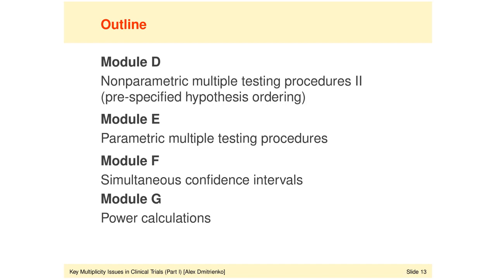Most commonly, multiplicity adjustments are summarized using multiplicity adjusted p-values, and this is what we're going to do in modules C, D, and E. But within this module, we will talk about another popular way of performing adjustments, of summarizing adjustments, which is the computation of adjusted confidence intervals that are commonly known as simultaneous confidence intervals.